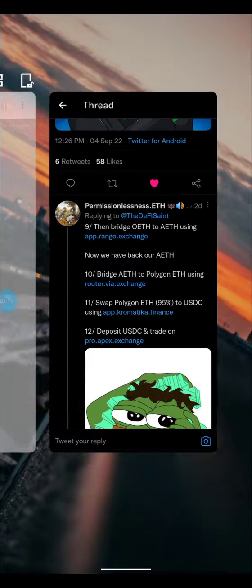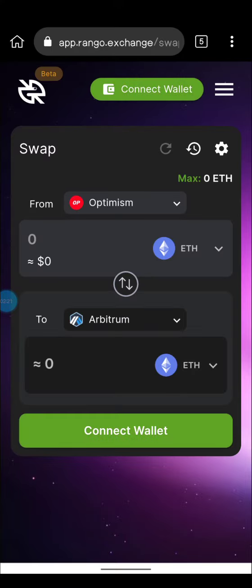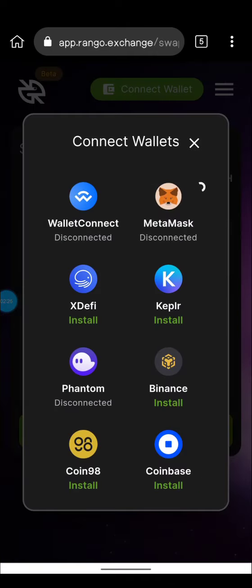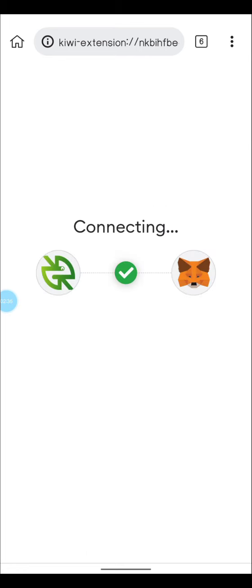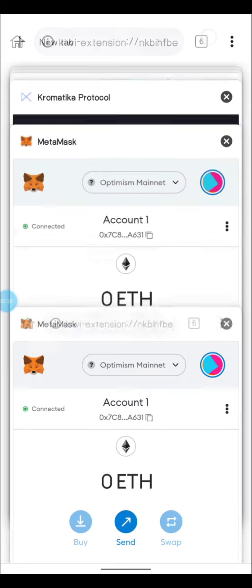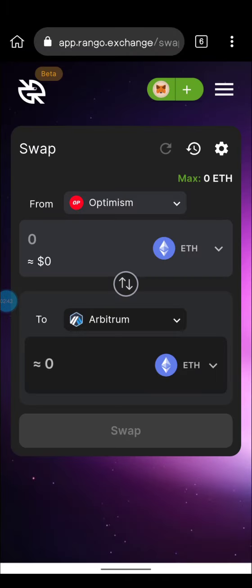So now we are going to use the next exchange, which is Rango. Rango is actually a very good platform, and they did an airdrop earlier, I think last year, if I recall correctly, but you can prove me wrong in the comment section. They did an airdrop and they announced recently that they're going to be doing a new airdrop. So I hope you guys build a great volume here, because Rango is a very cool platform and I love using Rango.